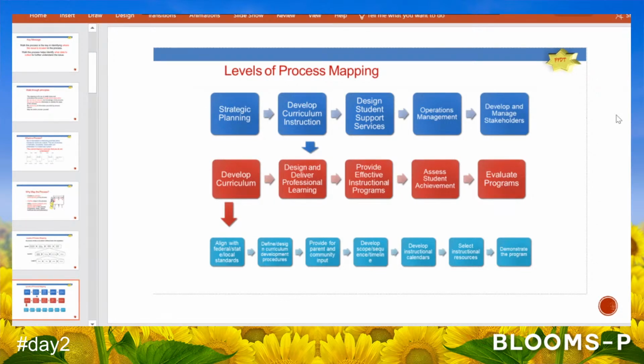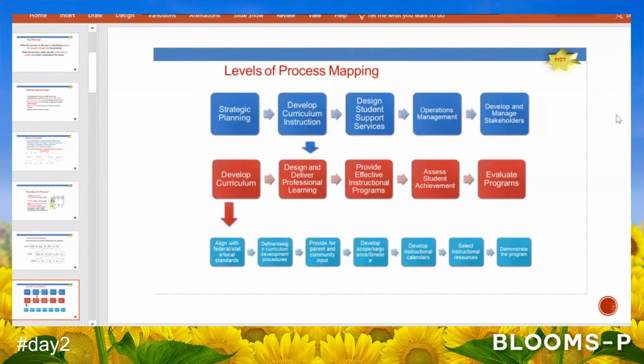Next to that, if you are already through with the planning, I'm not only giving you the concrete example because I'm in the planning section. Planning is really important, isn't it? I'm not bragging, but sometimes I really understand how important planning is. So, well, we have a very keen and strategic planning. We can, of course, develop a curriculum instruction which is appropriate to our customer. We have to design student support services and, of course, operations management that we need to develop and manage stakeholders.